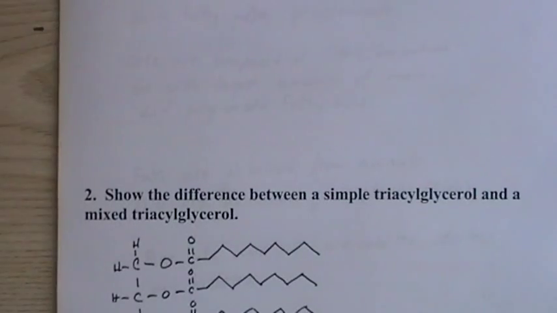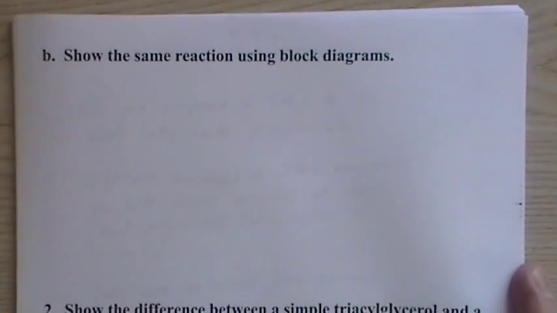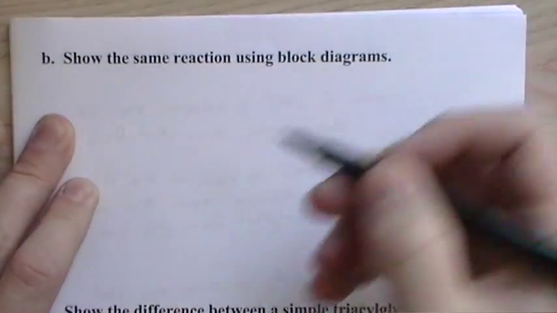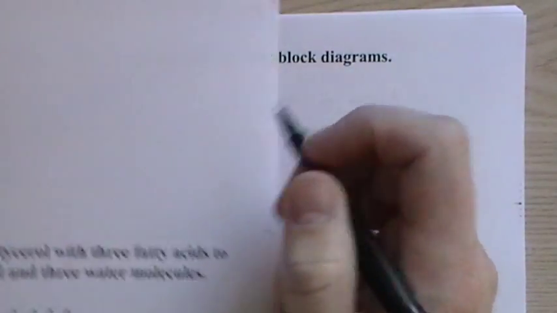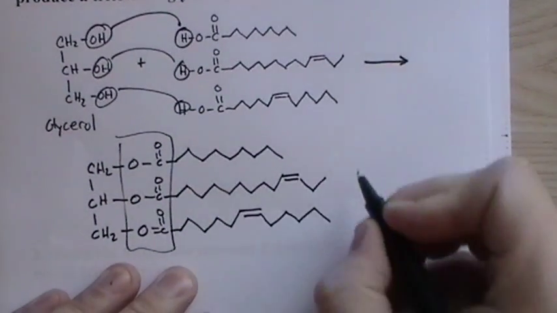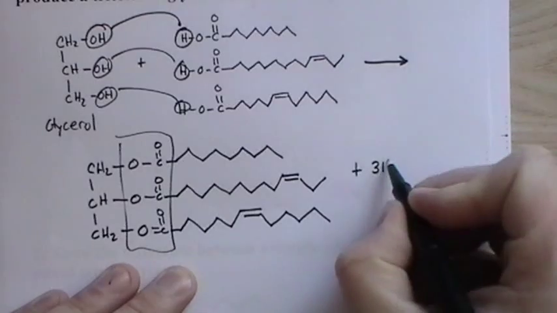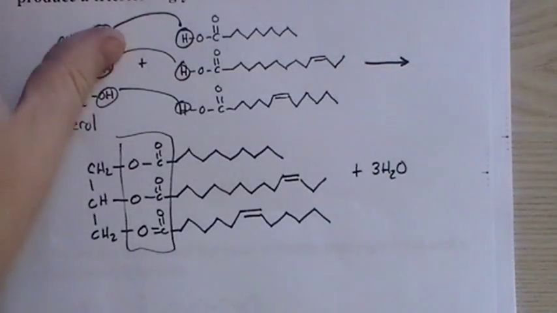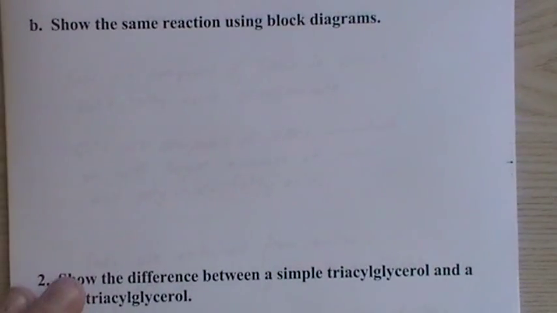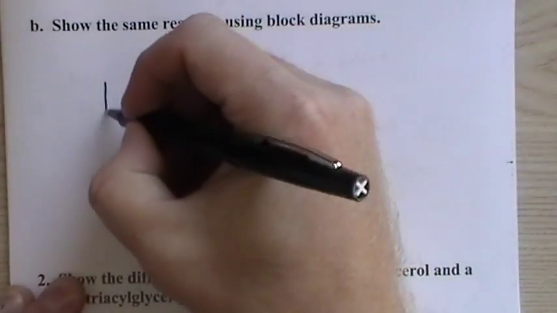Okay, show the same reaction using block diagrams. Now the block diagrams are going to really help us out a lot. So the glycerol, I'm just going to draw using this reaction. Oh, and I should also say what happens for each of those new bonds that are formed. We release 3 waters. So I should have that in there. Now, I'm not going to draw the whole thing out. I'm just going to show the final product.